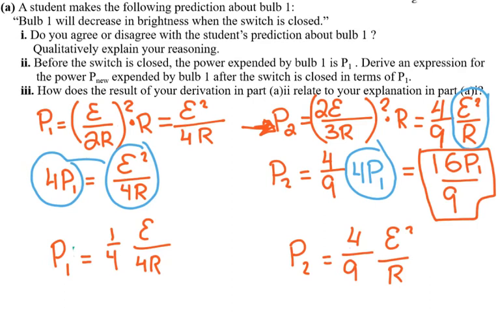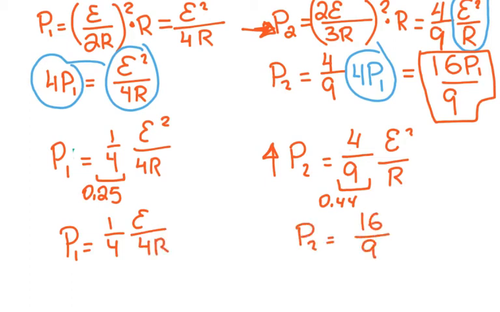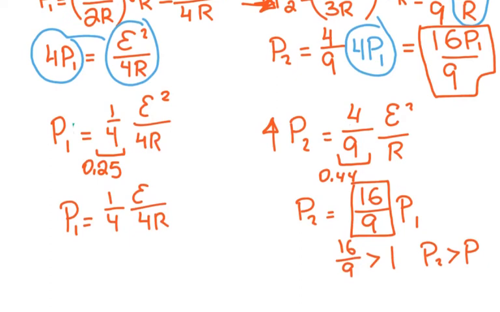So you can say that this number is 0.25, as I mentioned before, and this number is 0.44. So that shows you that this one is brighter compared to the first one. Or you could say that P1 is equal to 1/4 EMF squared over R, and P2 is equal to 16/9 P1. Because this number is greater than 1, that means P2 is greater than P1.